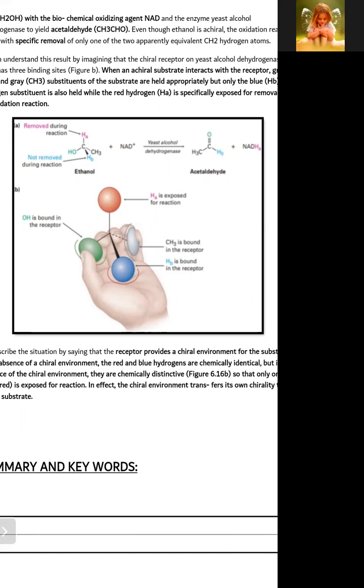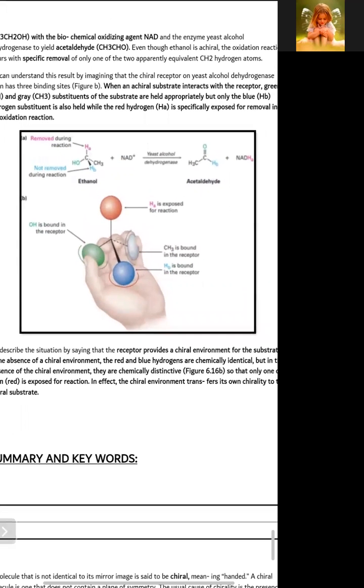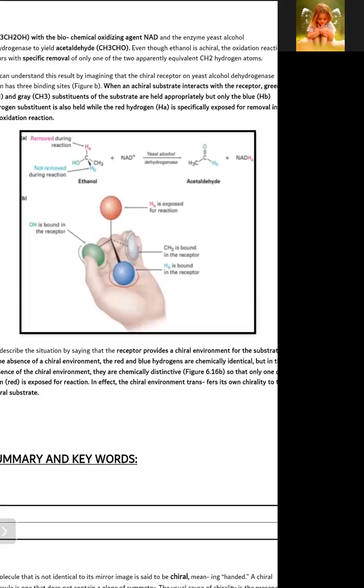And in the other, the green and gray substituents are held appropriately, and the blue hydrogen substituent is also held, while the red hydrogen is specifically exposed for removal in oxidation reaction. CH3 is bound in receptor and the blue H is bound in receptor. H2 is exposed for reaction. OH is bound in receptor.